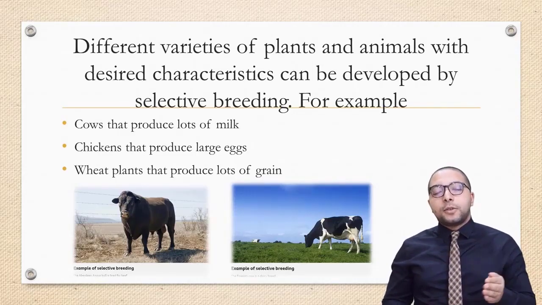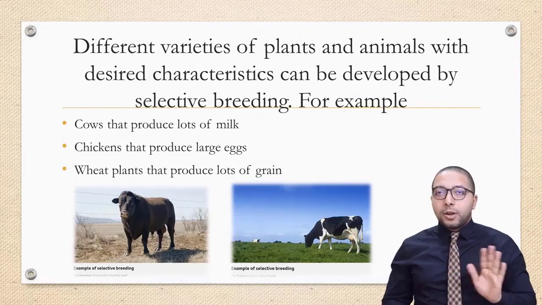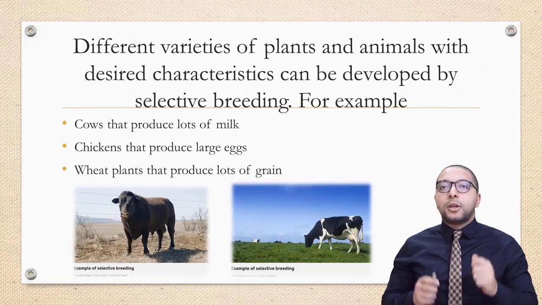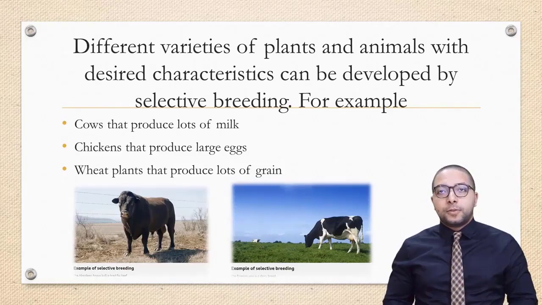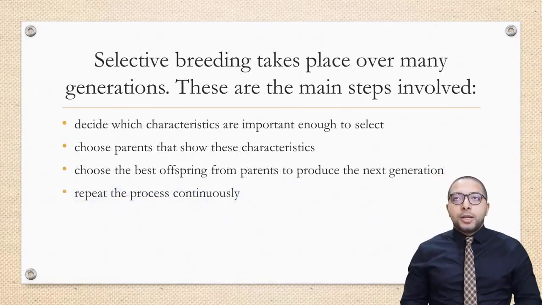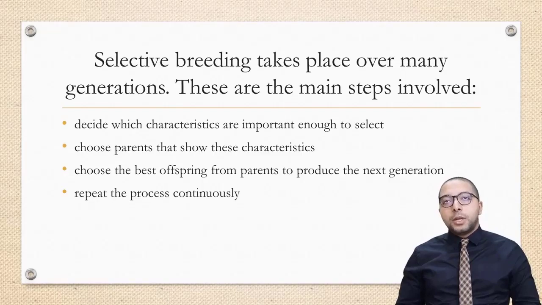All of these have taken place through selective breeding. Here I'm not talking about natural selection, I'm not talking about something which was made by the help of nature, but I'm talking about something that was supported by humans. Okay, so selective breeding takes place over many generations. These are the main steps involved in selective breeding.